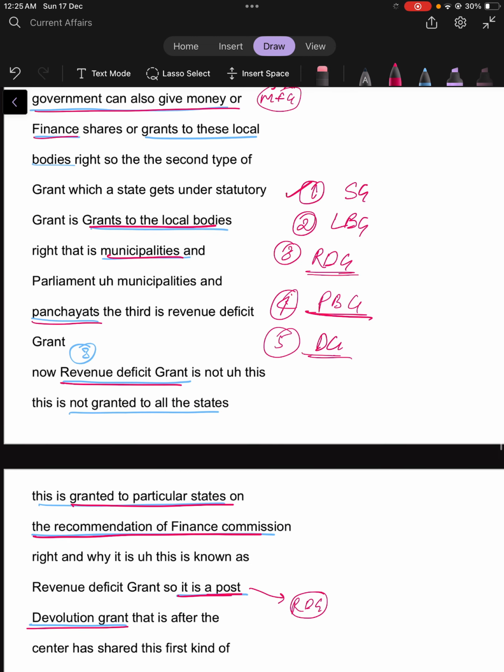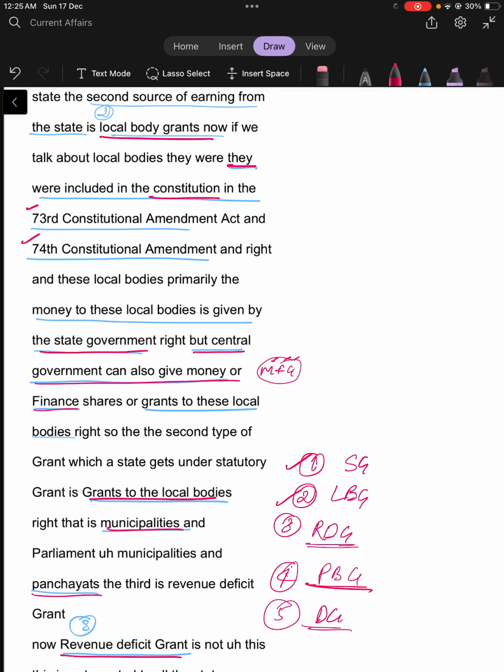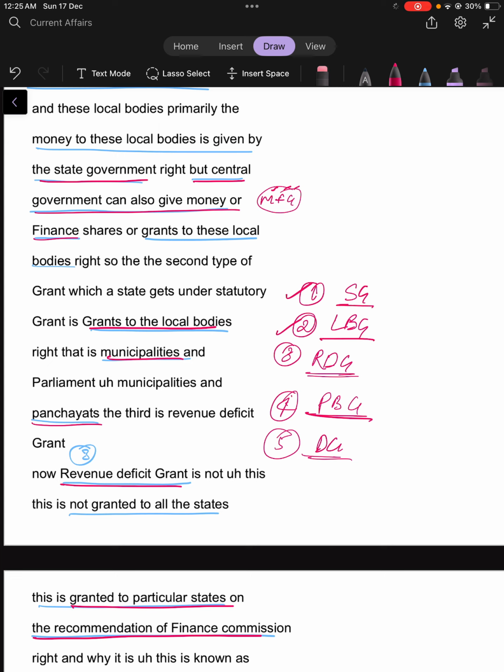So one is statutory grant, then second is a local body grant. So statutory grant, local body grant, then revenue deficit grant, then performance based grant, and this is discretionary grant. This is based on the discretion of the center.